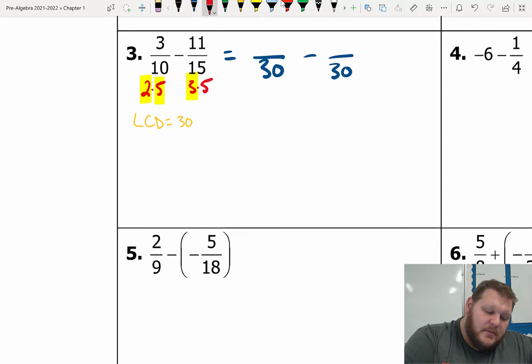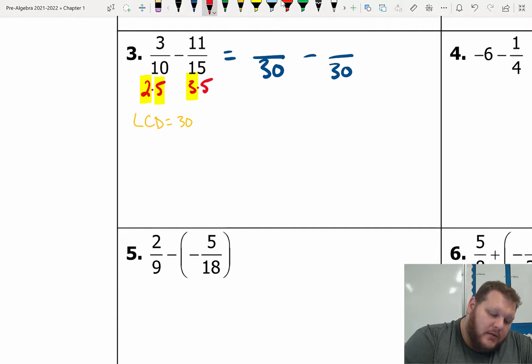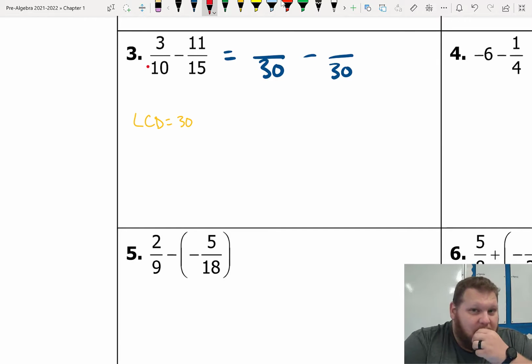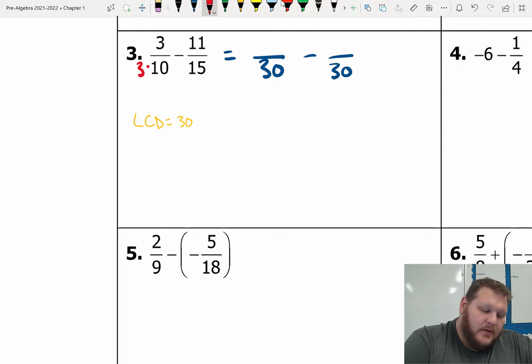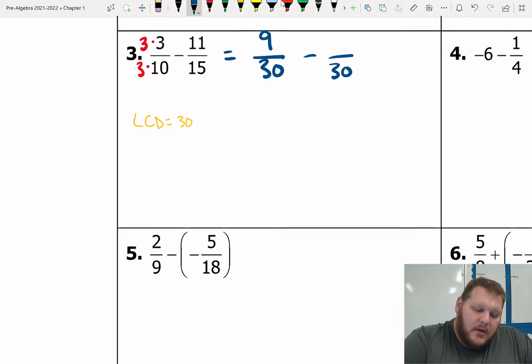So in this problem, if I wanted to change my first fraction, which is 3 over 10, to have a base of 30 instead of a base of 10, I would have to multiply. I'm going to erase this stuff to clean it up a little bit. If I wanted to change my 10 into a 30, I would have to multiply it by 3, right? Because 3 times 10 is 30. But if I multiply by 3 in my denominator, my numerator also has to get multiplied by 3, because I have to multiply by the same thing on both top and bottom. So that tells me that my first fraction, if I change my base to 30, would be 9 over 30.